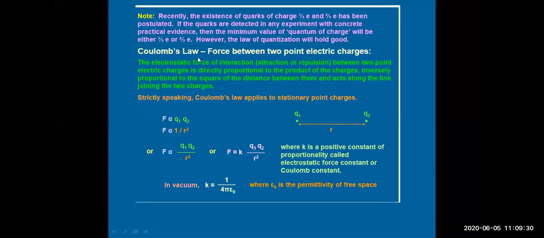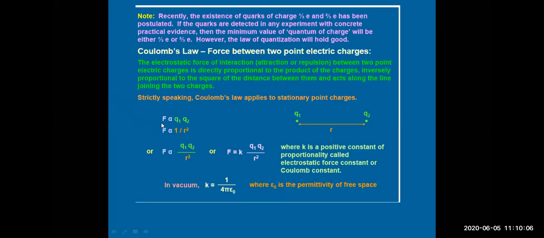Coulomb's law, we've already seen it. This is the statement for your mathematical form. Very important 2 more questions. Electrostatic force of attraction or repulsion between any 2 point charges will be directly proportional to the product of the charges and inversely proportional to the square of the distance between them. And they will act along the line joining the 2 charges. Strictly speaking, this Coulomb's law applies only to stationary point charges, not to charges which are in movement.